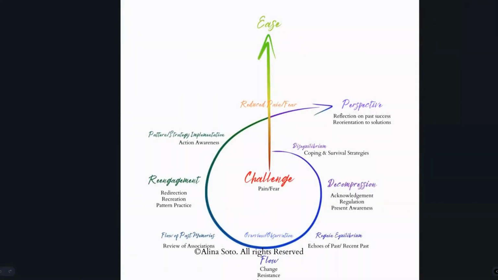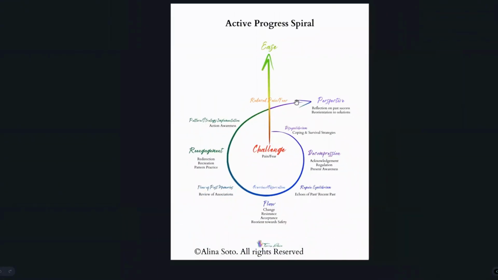This little guy is called the active progress spiral. These two diagrams that I'm going to show you, the active progress spiral and the active resistance loop, are the two diagrams that I've based my course off of. The course is called Unraveling Resistance, Break the Trauma Loop, which you've seen on the list. And these are the basis for essentially the entire course.